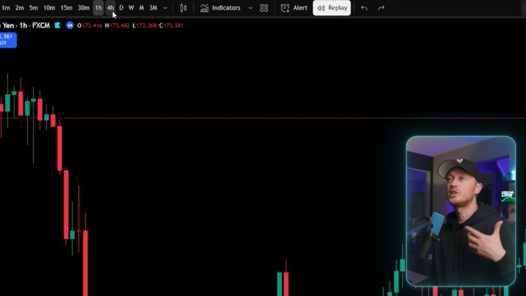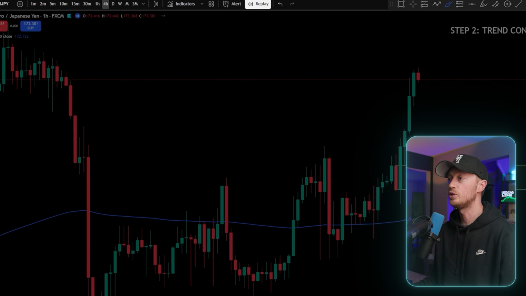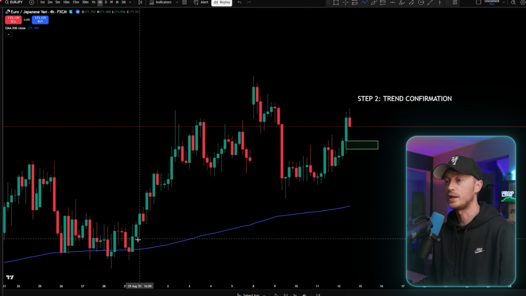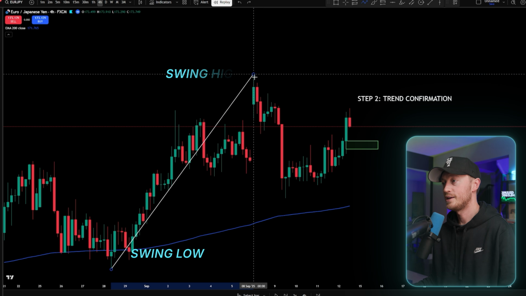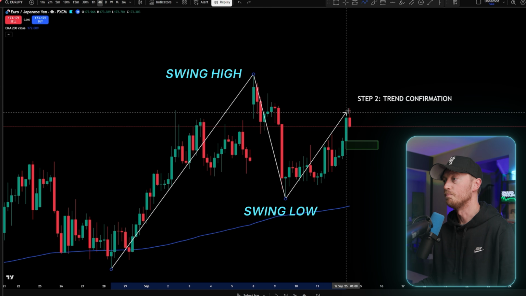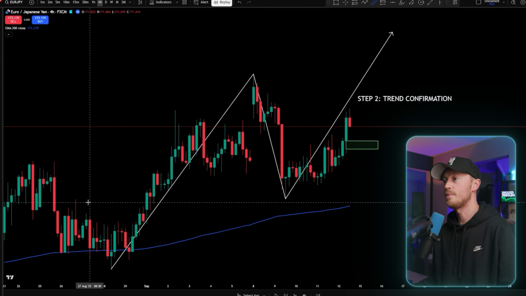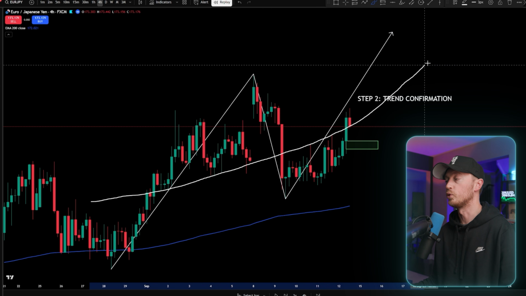And lastly, we could come to a higher time frame. Like, let's go to the 4-hour time frame, and we could scroll out further, and we could do the same thing. Swing low, swing high, swing low, and then we're making a new swing high, right? So on this higher time frame, again, we are in that upward trajectory.